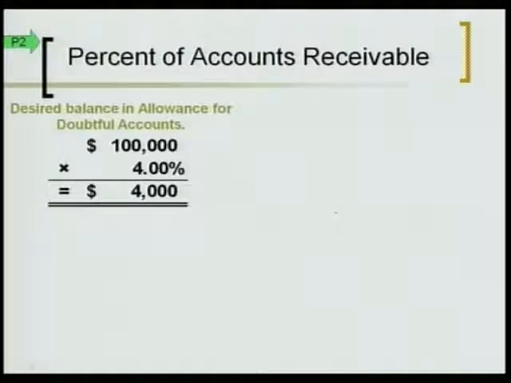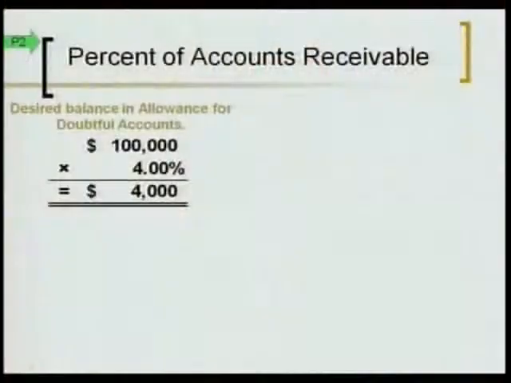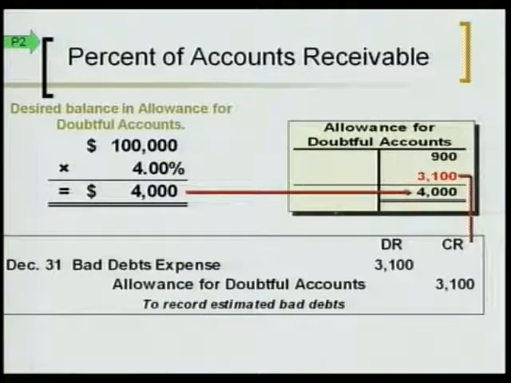Now this is not, I repeat, this $4,000 amount is not the amount that goes in the journal entry. It is the amount that we want to be the ending balance of allowance for doubtful accounts. Knowing that we have a $900 beginning balance of allowance for doubtful accounts, and we would like to have this desired $4,000 balance, the journal entry that we have to make is for $3,100. Do you see what I'm saying?